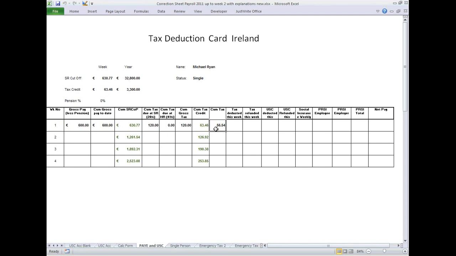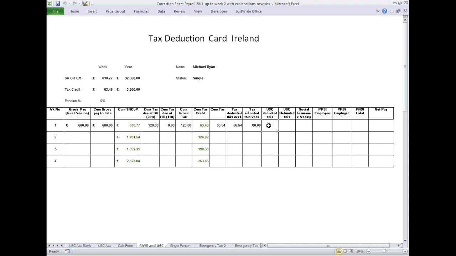So naturally this is the first week. He owes the taxman €56.54. So how much is he going to pay the taxman? He's going to pay the taxman 56.54. That's how much is going to be deducted from him. He's not entitled to any refunds, so that's going to be empty.